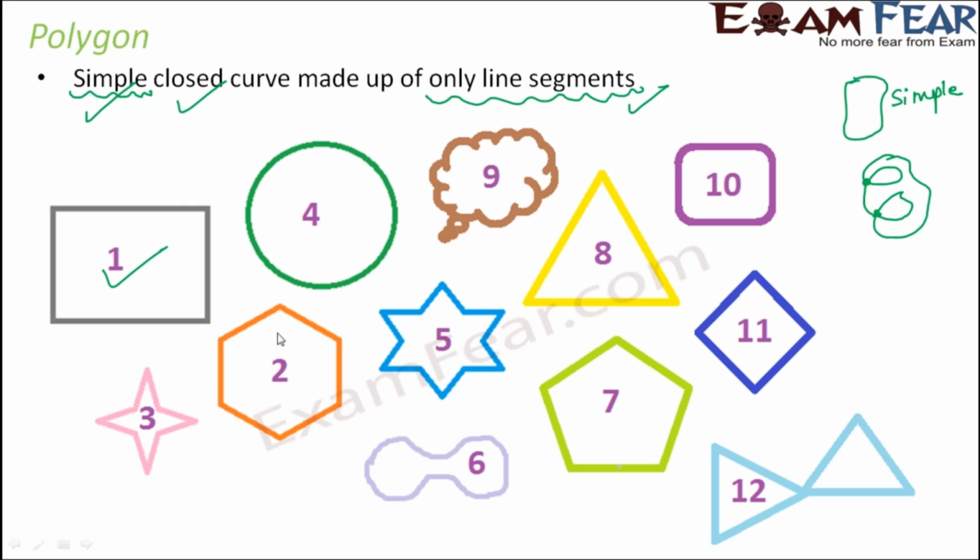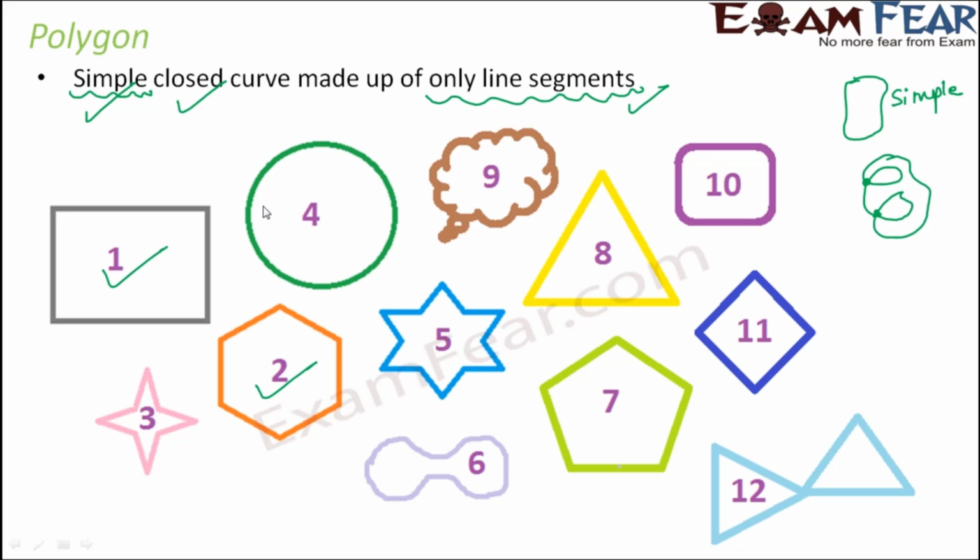So here, this is also a closed curve because it encloses this region inside. It is also made up of only line segments. There are 6 line segments which make this. This is also a simple curve because it doesn't intersect itself. So this is also a polygon. Let's move on to number 4.